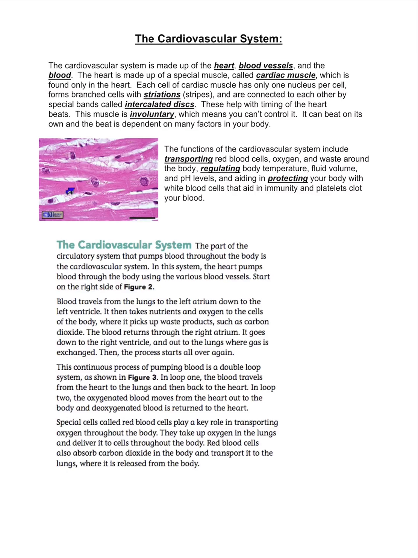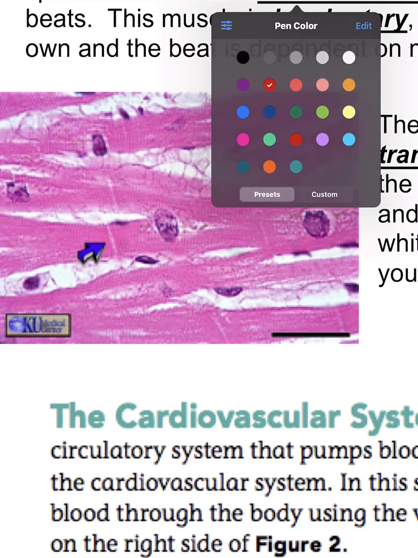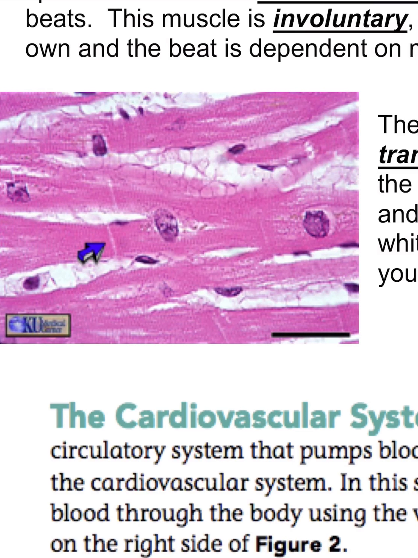So let's take a look at what I mean about striations. Let me change my pen color. It's hard to see, but if you can see these little darker lines here, and here, these dark kind of pink, those are what I mean by striations. So all of the little stripes that you can see in the cells. When I say that they formed branch cells, I'm talking about these openings here.